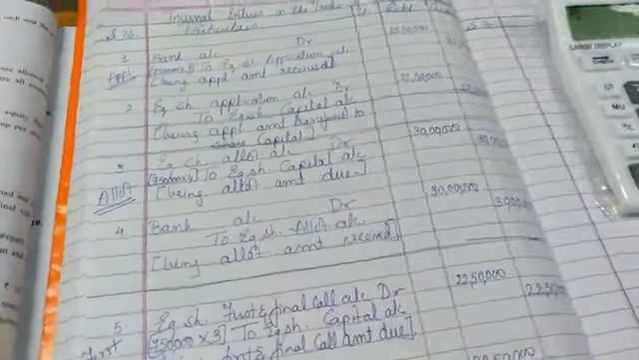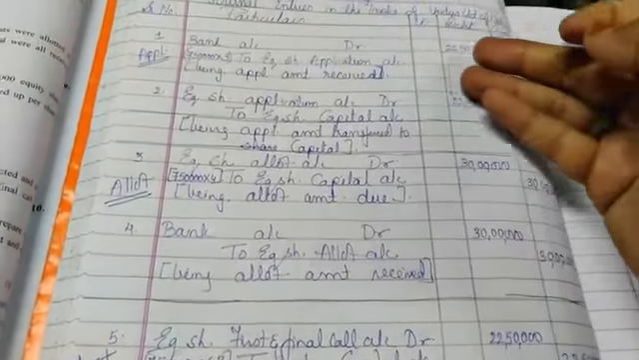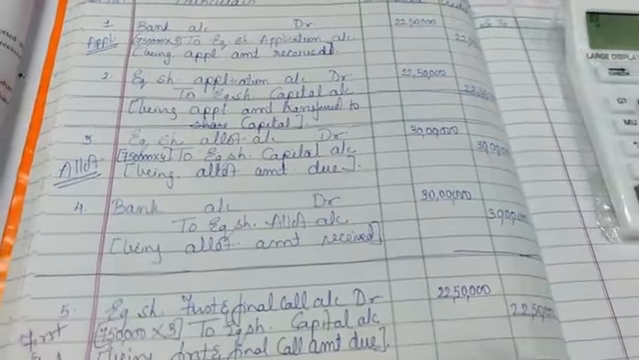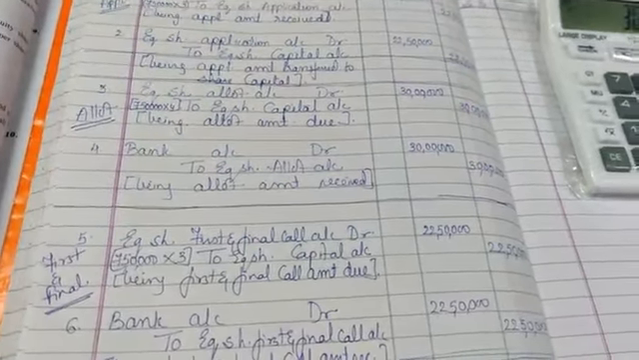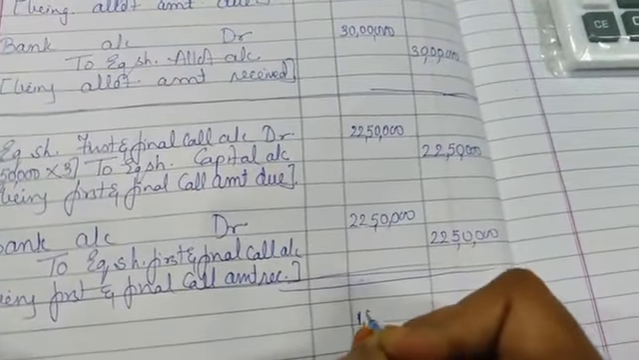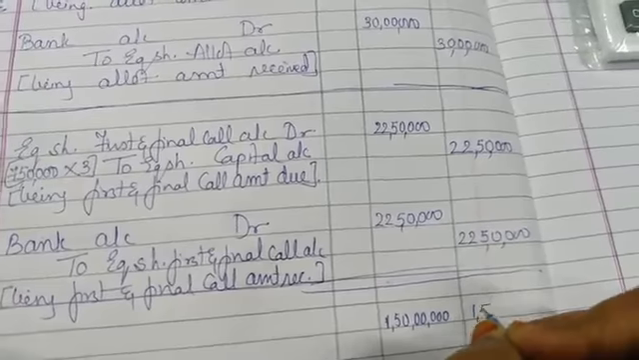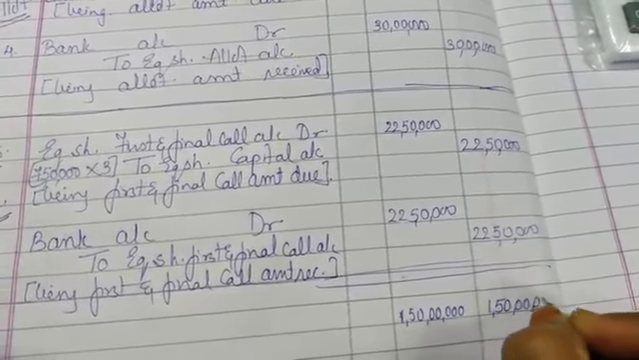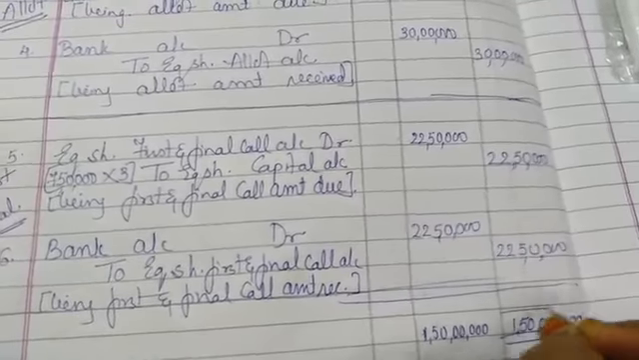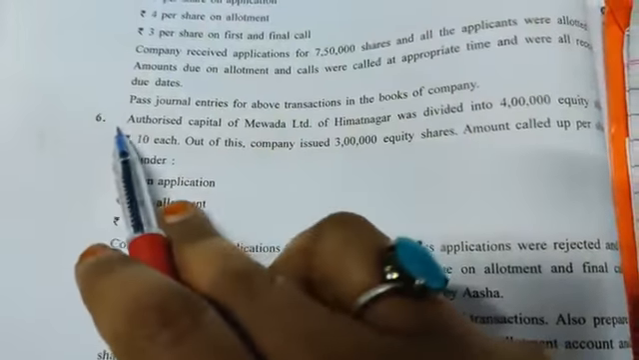Okay, like this you will do the whole sum. Now there will be the total of this. So you have to do the total of debit side and credit side. See, both the side the total will be same. Fine. Now here when you do the total, it will be 1,50,00,000. Okay, so 1,50,00,000. Fine. Close it with the double line. So this is the solution for question number 5. Clear? Now let us see the next sum, that is question number 6.